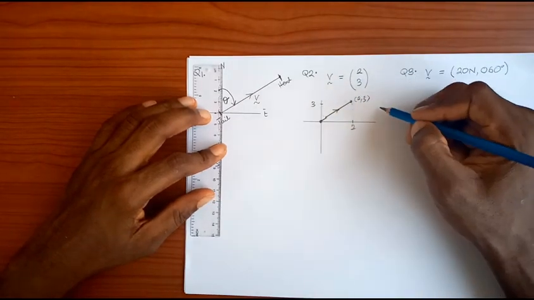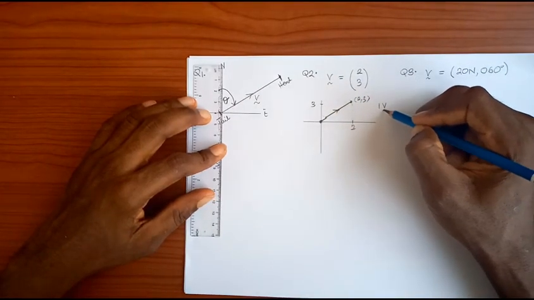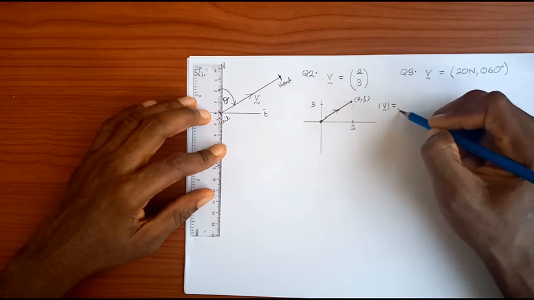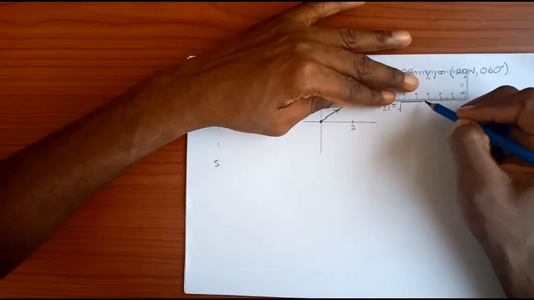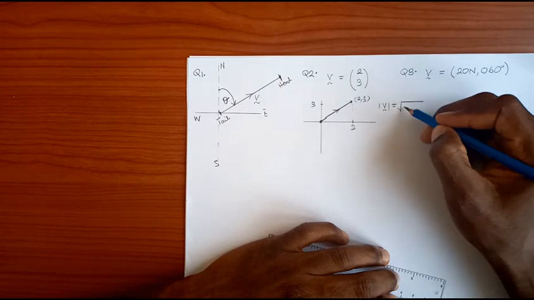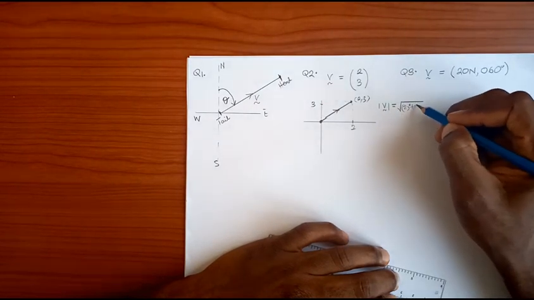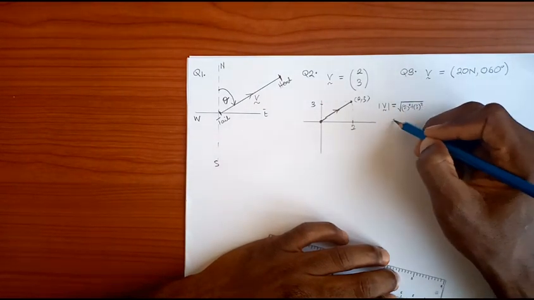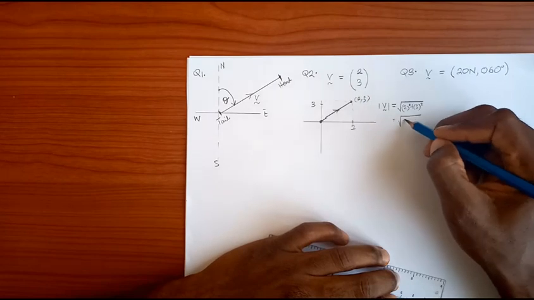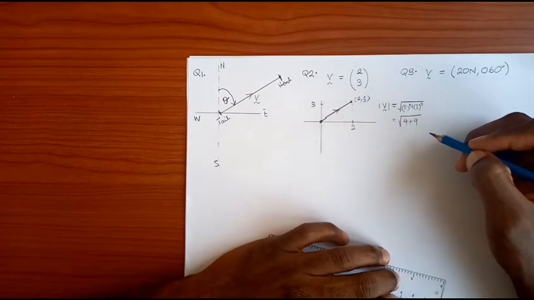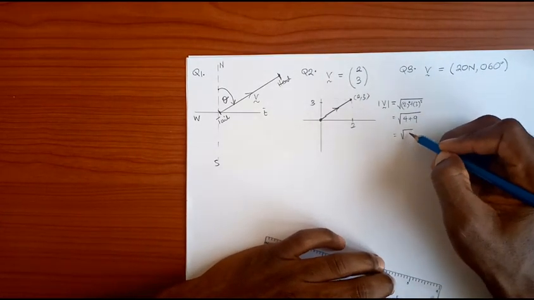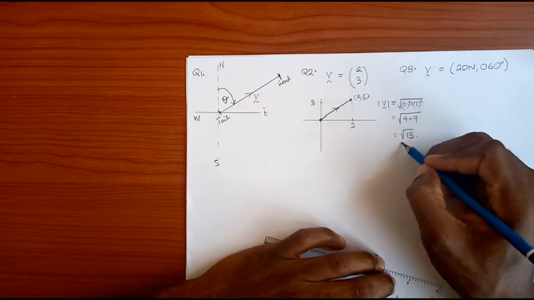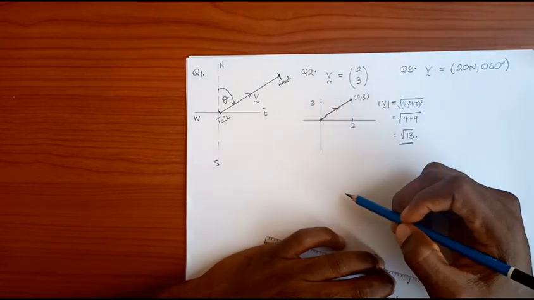So when I find the magnitude, what I need to do is square this 2, square this 3. So I get 4, 9, root of 13. This is the magnitude of this vector.